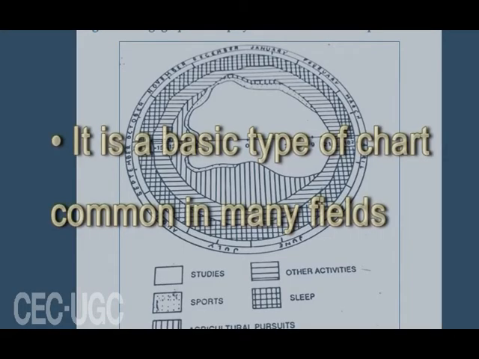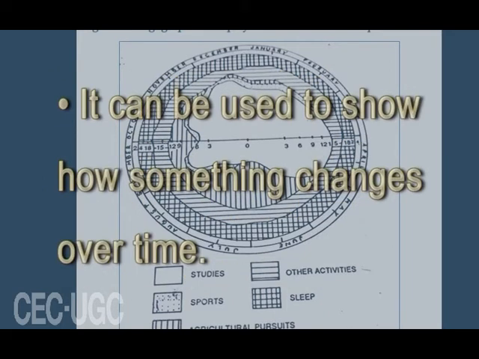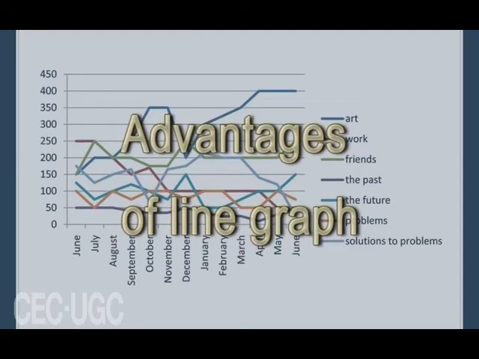It is a basic type of chart common in many fields. It is often used to visualize a trend in data over intervals of time, a time series. Thus, the line is often drawn chronologically. It can be used to show how something changes over time. They are good for plotting data that has ups and downs or data that was collected in a short time period.